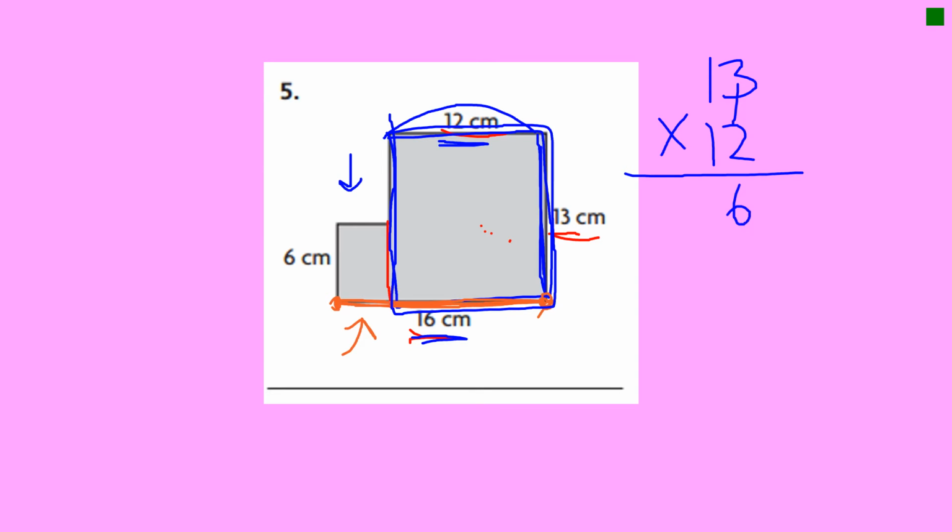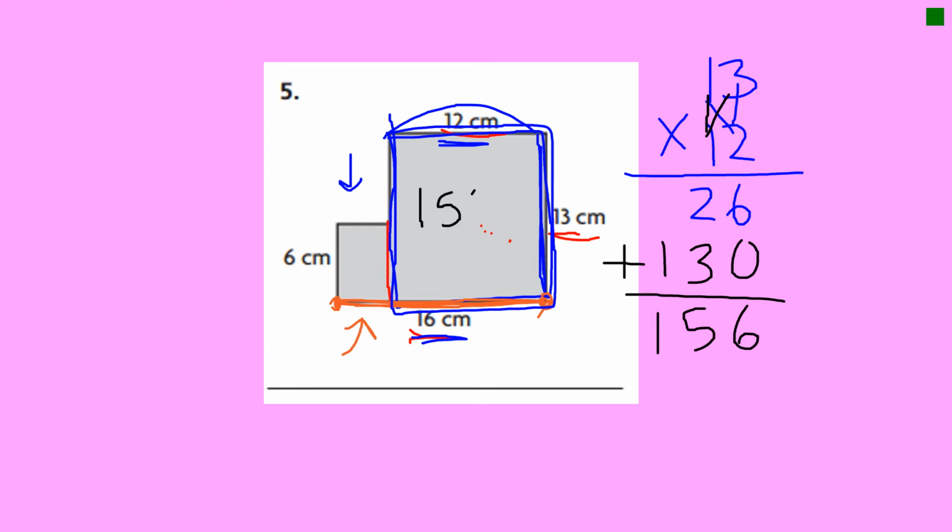2 times 3 is 6. 2 times 1 is 2. Got a 0 placeholder. 1 times 3 is 3. 1 times 1 is 1. Okay, 6 plus 0 is 6. 3 plus 2 is 5. And then 1 in the hundreds place. So guys, I'm going to write 156 square centimeters. Okay, now we're not finished yet.